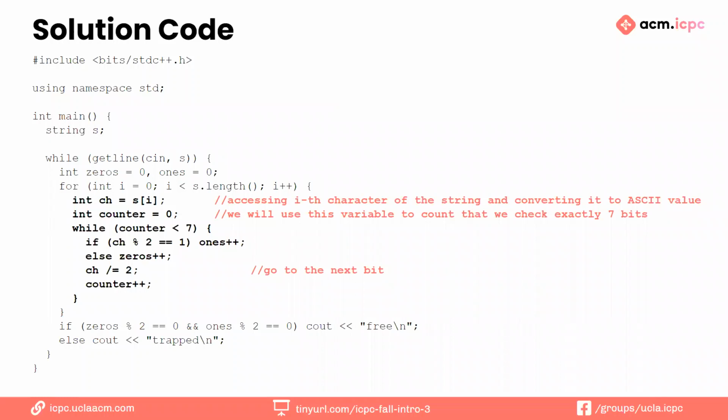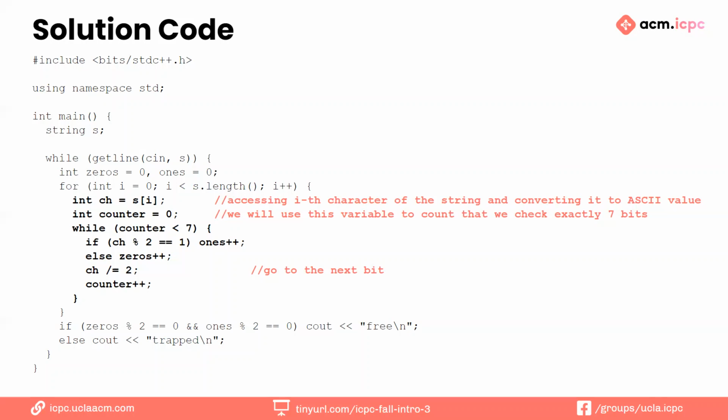So essentially, first step, you want to convert each character of the string into the ASCII value. You will just assign some integer variable to s sub i, and it will do the conversion for you. Next, you can have a while or for loop. Here we have a while loop. So we have a counter. That means that the while loop here will increment the counter 7 times, and we will get exactly 7 digits.